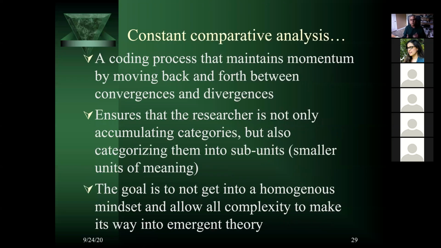Okay. Constant comparative analysis. You'll hear that in the context of grounded theory. So it is a coding process that maintains momentum by going back and forth between convergences and divergences. So as you're coding, once again, coding is higher levels of abstraction and lower levels of abstraction. This is an entire process you're following. It maintains momentum by going back and forth between convergences and divergences.